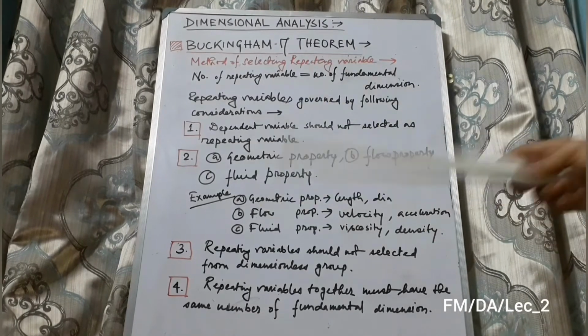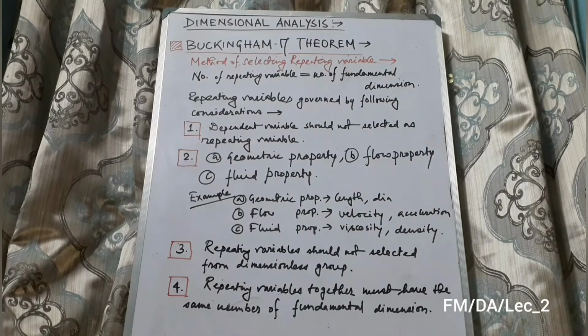Length, diameter. Then flow property. What is flow property? Velocity, acceleration, these are all flow properties. And which is fluid property? We all know viscosity, density, specific weight, these are all fluid properties.